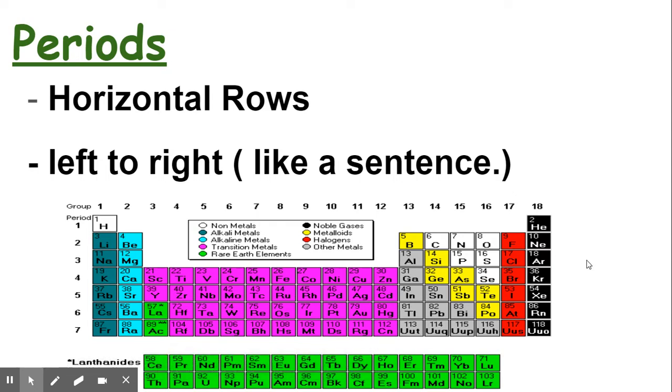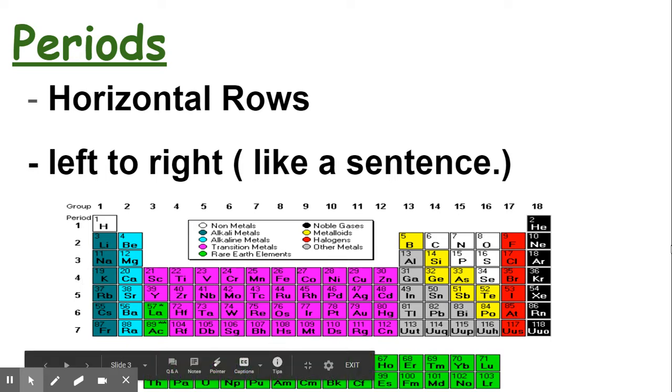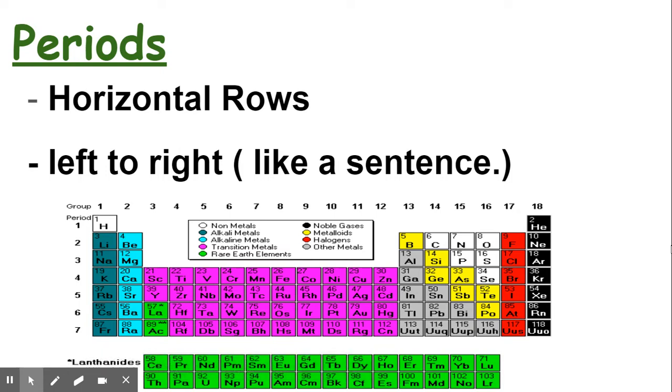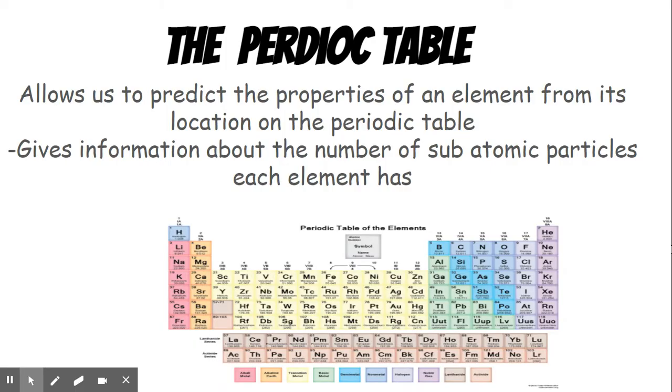Then we have periods. Like a sentence, if you're reading a sentence, you read it from left to right. So a period is the same thing. Periods go left to right. So we have one period, this is the second period, third period. If you notice, the first three periods don't have anything in the D block, but in the fourth period we do. This is just words that we have to recognize: what groups are and what periods are. So groups up and down, periods left to right.